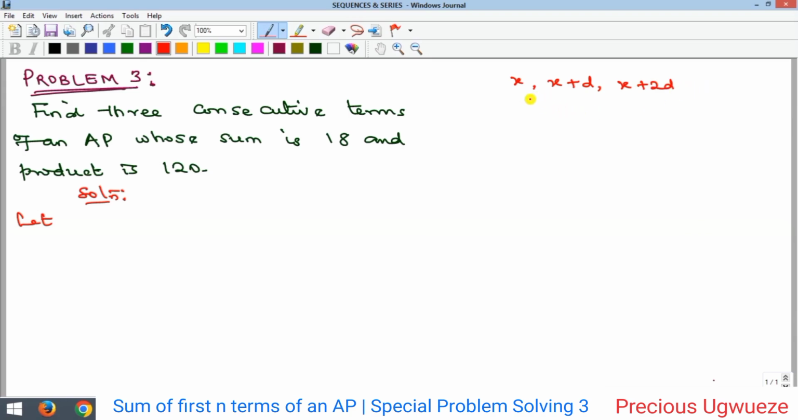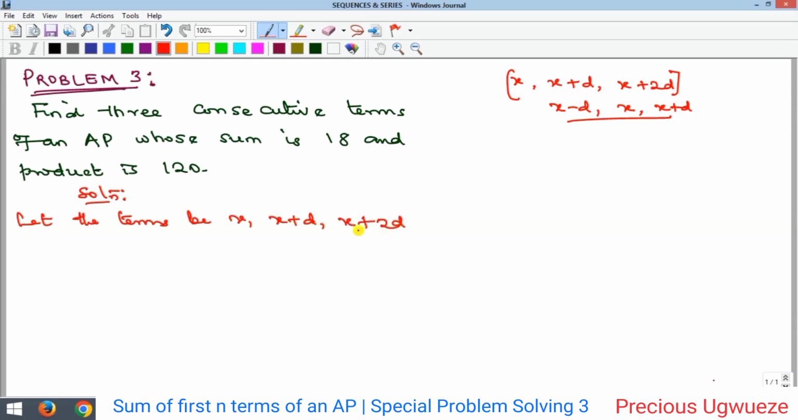Now, I said in the other video that we needed to use this other type where you have x minus d, and the next one, if you add d to this, you have x here, and if you add d to this, you now have x plus d. So we use this type because it allows us to solve this problem faster. But let's see how to do it, assuming we arrange our terms this way. So let the terms be x, x plus d and x plus 2d.